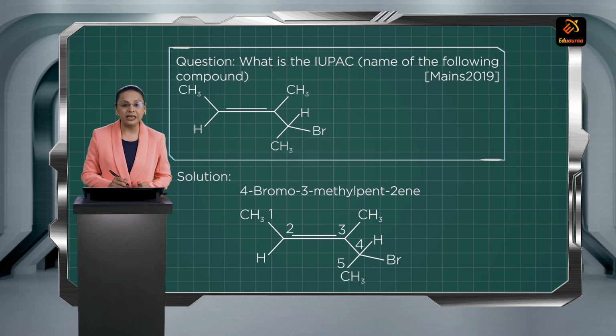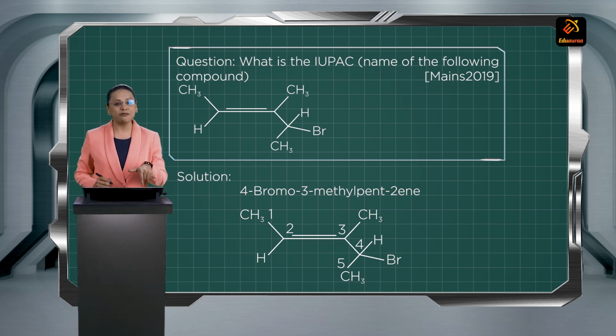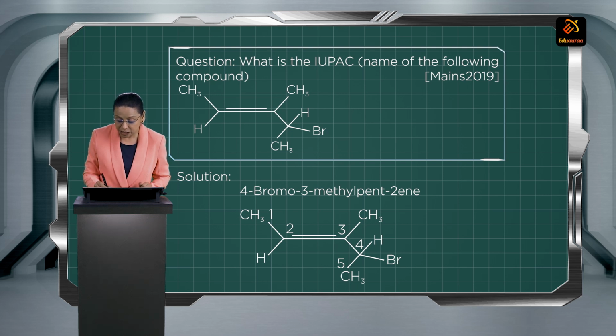That clearly means that whenever I'm having a double bond and a substitute, who gets a priority? The double bond gets a priority. So the numbering will start from here. So the numbering becomes like this. It is a 5 carbon chain. That thing is done. That means pent will come. At the fourth carbon, I am having bromo group. Is there any other substitute?